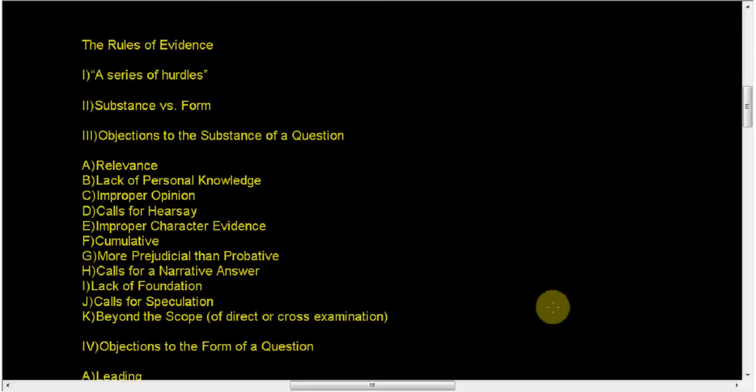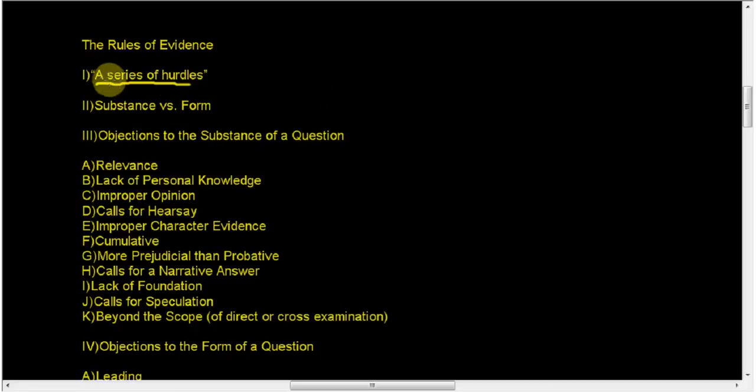So the list of objections corresponds with specific rules of evidence. And one way to conceptualize these rules of evidence is like a series of hurdles, as I've seen written here. So in order for a given piece of evidence to enter the record, it must leap over a series of hurdles. And if it can leap over all of the hurdles, relevance, hearsay, etc., then it can enter the record. However, if it cannot overcome a particular hurdle, then it cannot be admitted into the record.